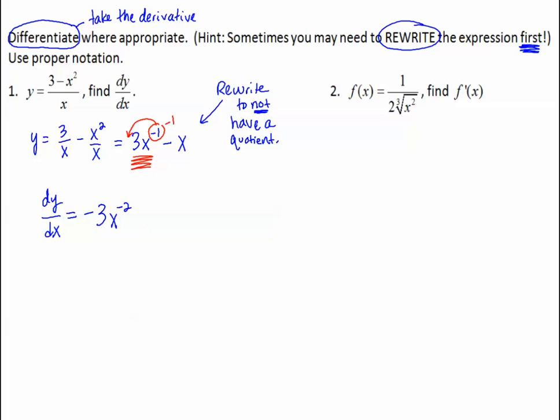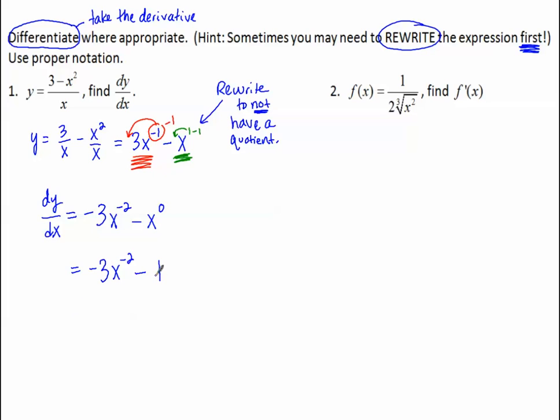Then I'm going to go on to this one. Well, x is like x to the first. Multiply the 1 out in front and subtract 1 from the exponent. X to the 0. Well, what is x to the 0? That's just 1. So really, this is negative 3x to the negative 2 minus 1. So the derivative of x will be just 1 because of the 0 exponent.